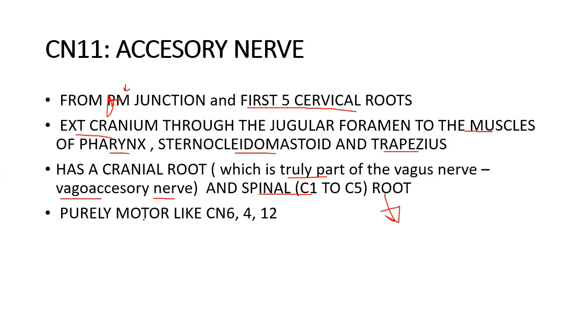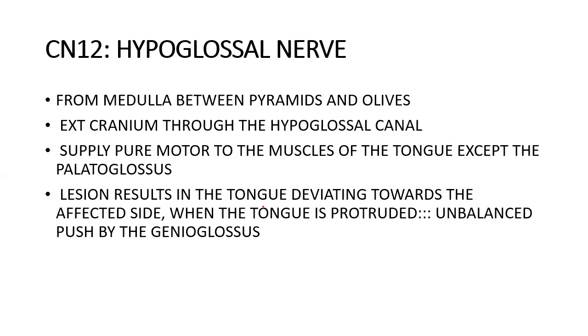So it's purely motor, like cranial nerve number 6 was purely motor, cranial nerve number 4 was purely motor, and also number 12 that we'll talk about, right? So these are purely motor, 11, 6, 4, and 12. Then the hypoglossal nerve is coming from the medulla as well, right? Between pyramids and olive. We'll talk about that in detail in neuroanatomy. So it exits the cranium through the hypoglossal canal. Then it supplies pure motor nerve supply, no taste, nothing, just pure motor to the muscles of the tongue, except one muscle of the tongue that is called the palatoglossus.